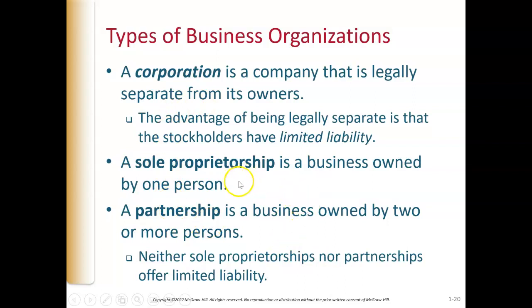A sole proprietorship is a business that's owned by only one person. One day you say, hey, I'm going to start snow plowing.